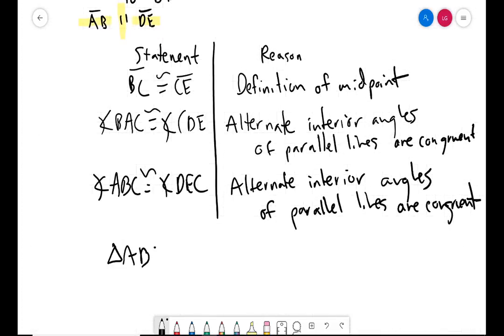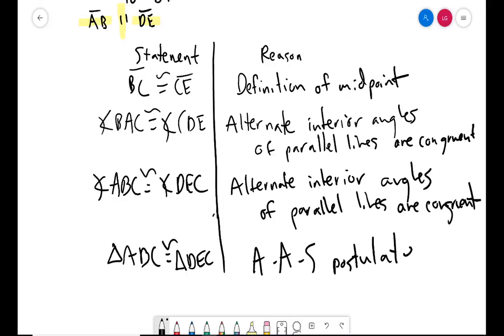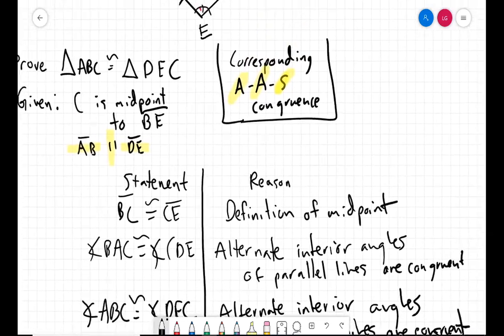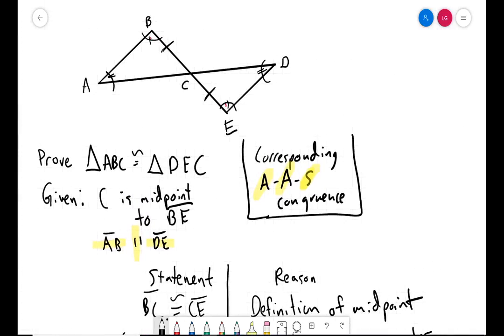And so we wind up with the AAS postulate telling us that these two triangles must be congruent.